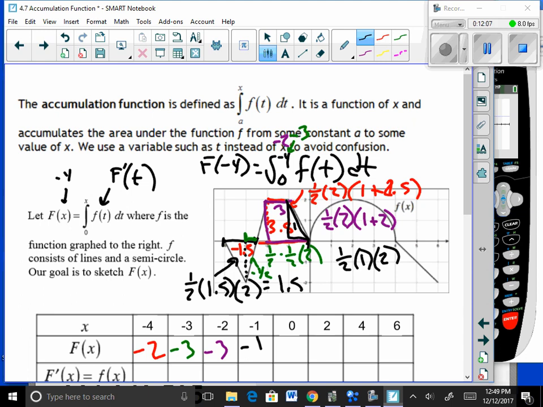At 0 is nice because I plug in 0 for the x. If I have 0 to 0, that was a rule: if the limits were the same, it's 0. Yep.